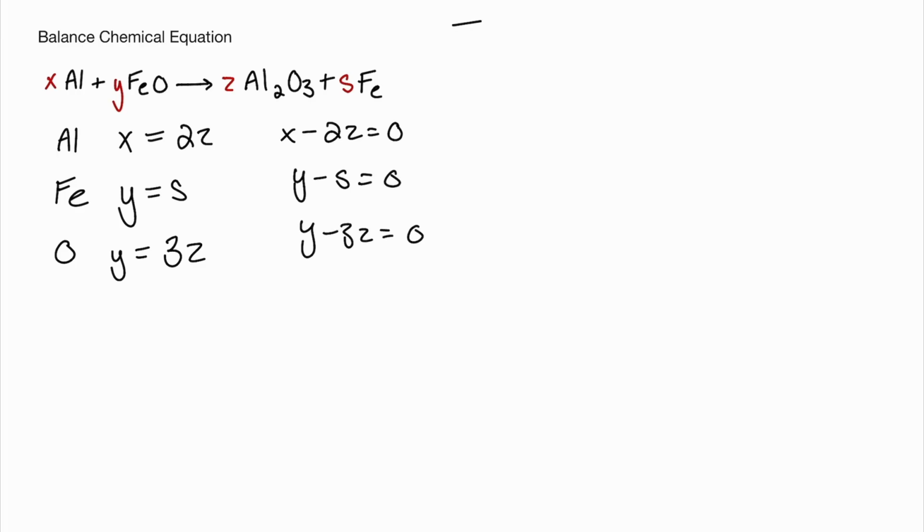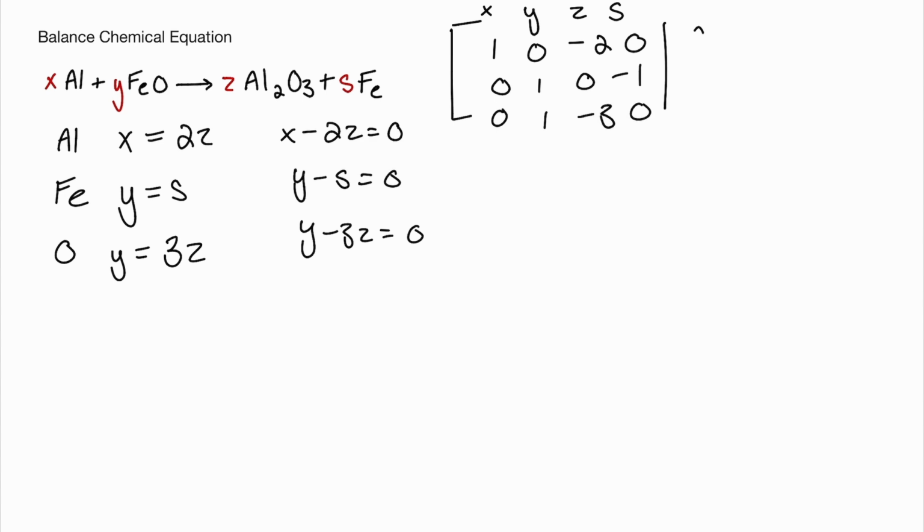And then with this system, we can put it into a matrix. So we have 1, 0, negative 2, 0; 0, 1, 0, negative 1, 0; 1, negative 3, 0. And then they're all set equal to 0. That column won't change. It won't be affected when we do any row operations.